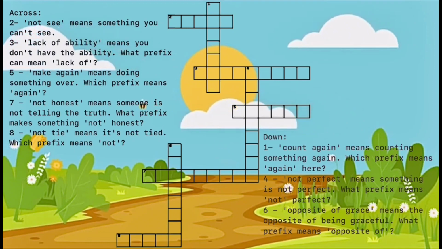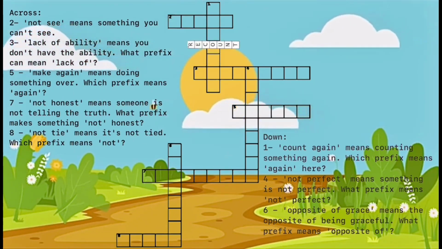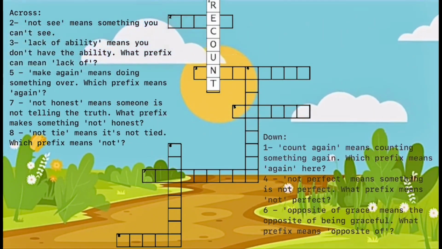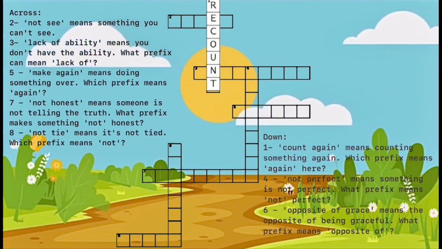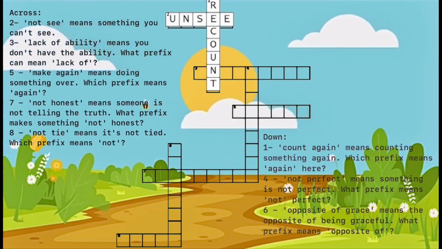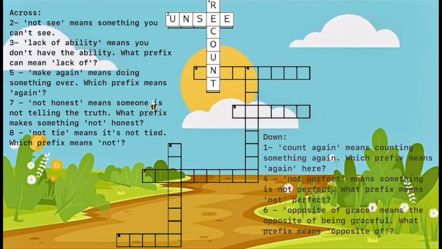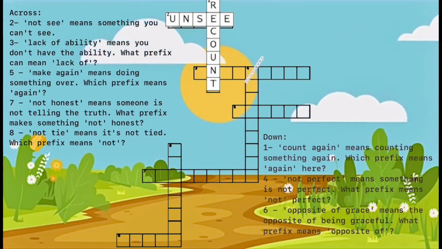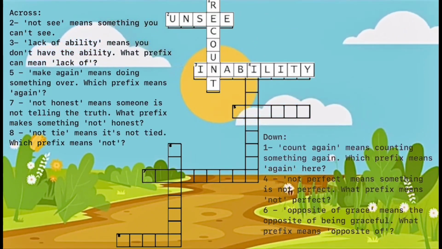Answers. For number 1 in the down section, what is the prefix for counting again? Excellent! The answer is recount. In number 2 across section, what is the prefix for not see? Fantastic! The answer is unsee. For number 3 in the down section, what is the prefix for a lack of ability? Very good! The answer is inability.